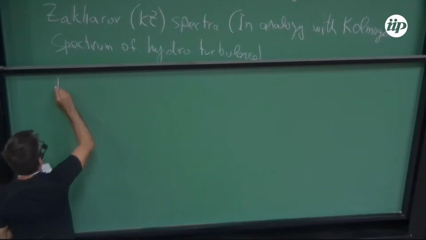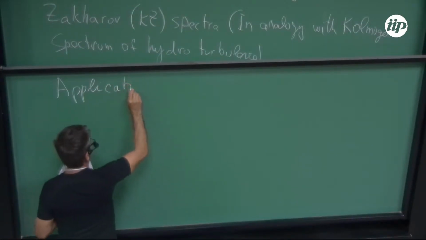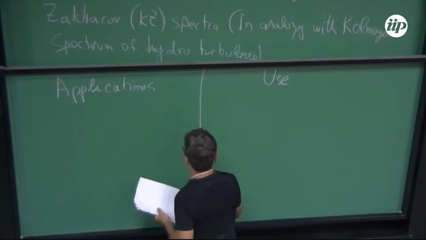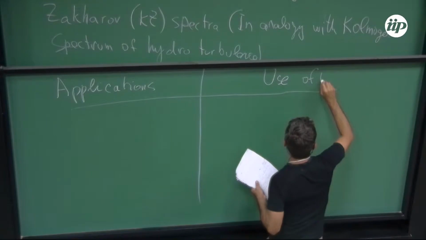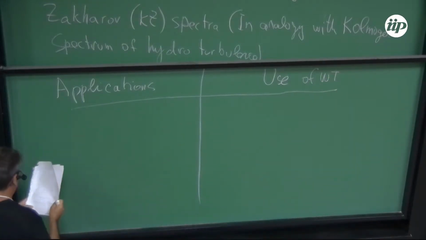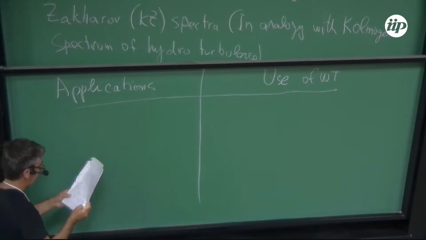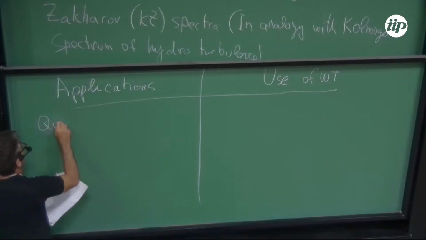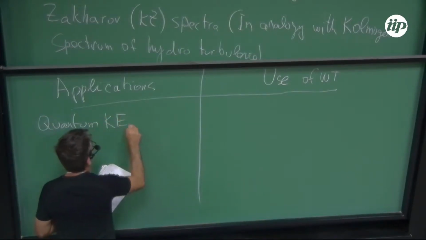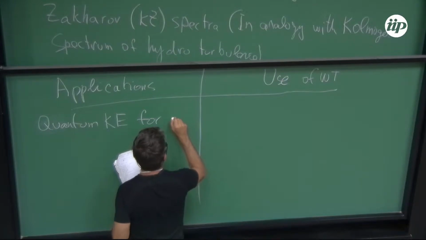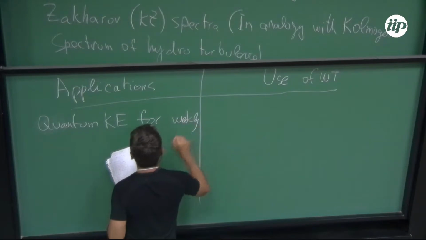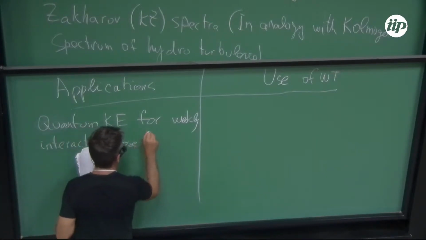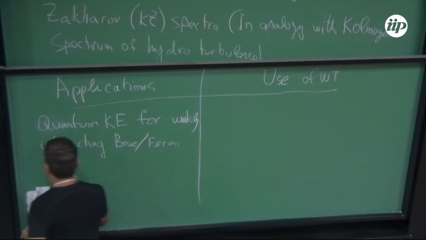So now I'll mention some applications, and where in these applications wave turbulence comes as a useful tool. So, as I mentioned already a second ago, the kinetic equation, quantum kinetic equation, for weakly interacting Bose or Fermi gases.